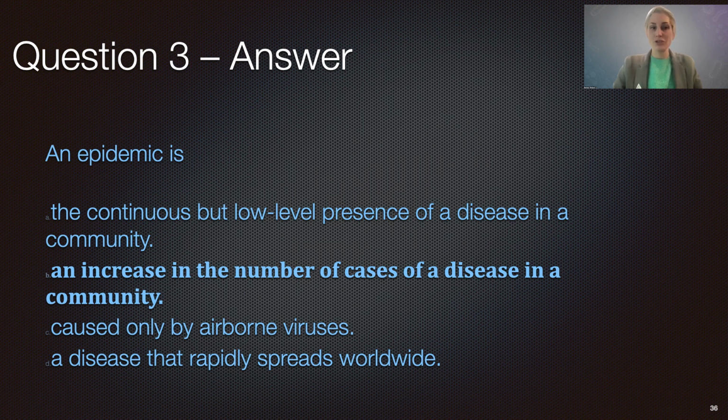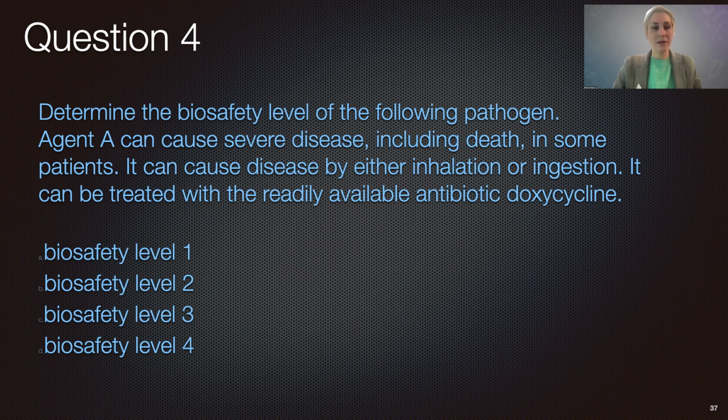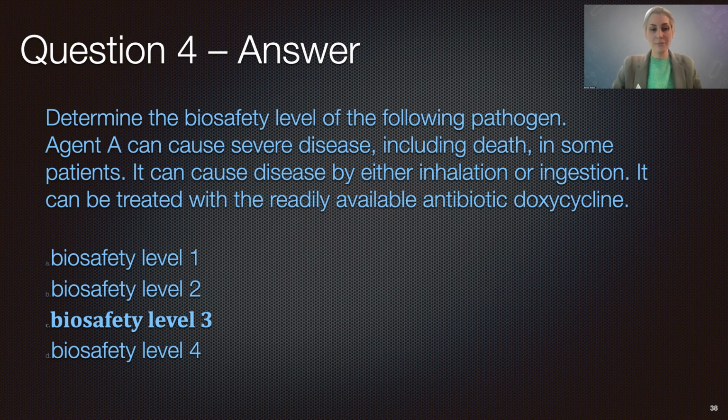Question 4, determine the biosafety level of the following pathogen. Agent A can cause severe disease, including death in some patients. It can cause disease by either inhalation or ingestion. It can be treated with a readily available antibiotic, doxycycline. This is a level 3 biosafety. And that's because we have the antibiotic. So even though it can be deadly, you might think it's biosafety level 4, because it has a readily available antibiotic, it brings it back down to level 3.